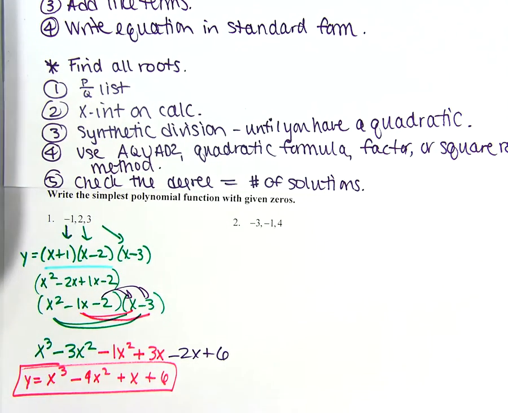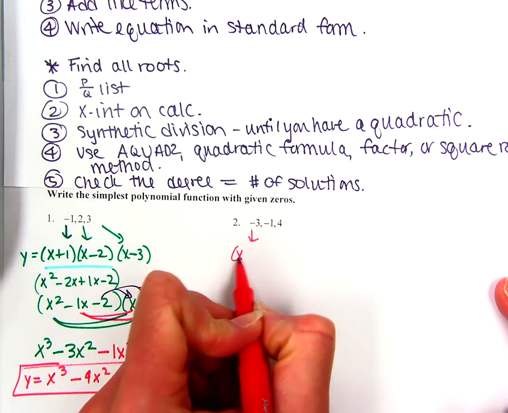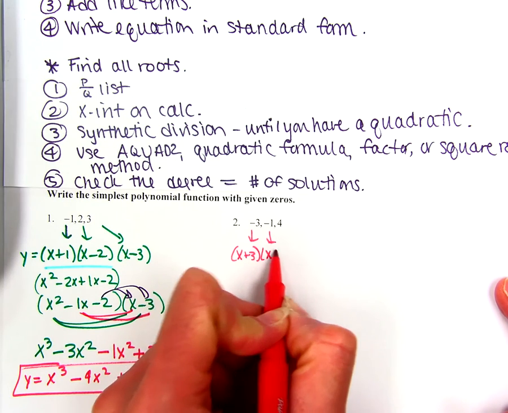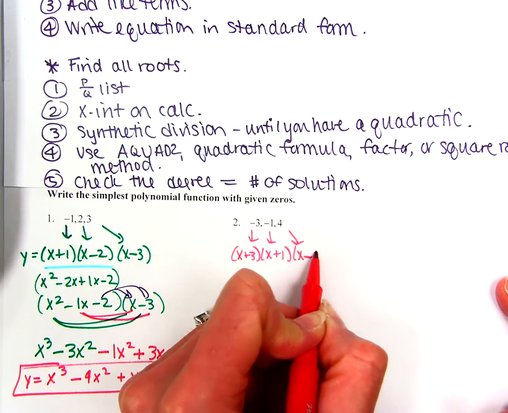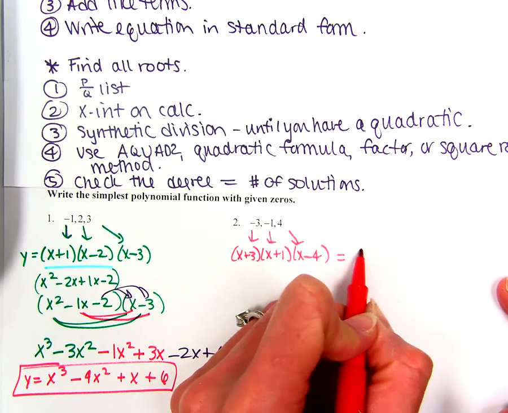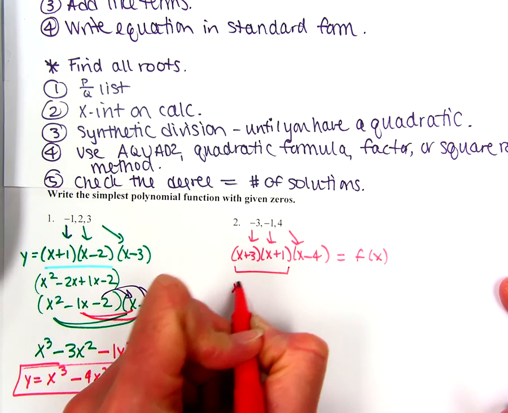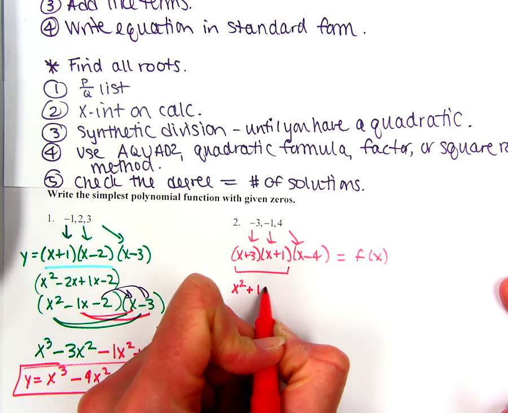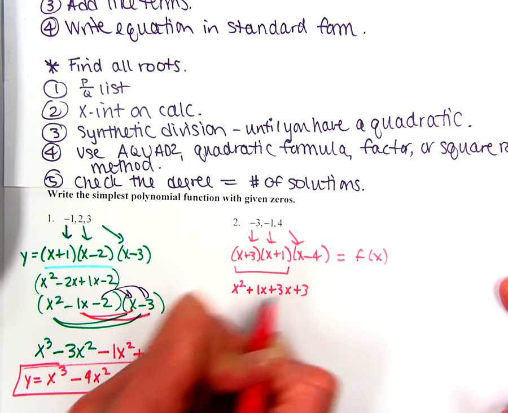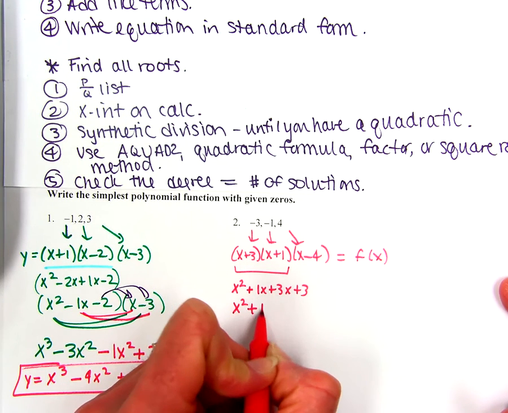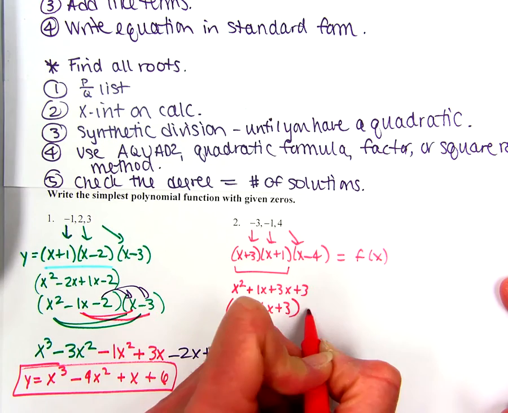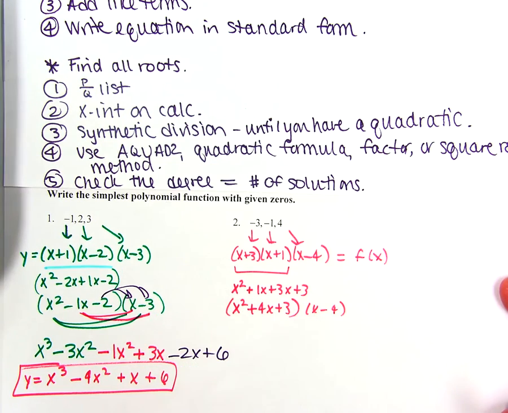Alright, so same thing for problem 2. We're going to say x plus 3, x plus 1, x minus 4. And this time I'm going to say f of x, because that's the same as y equals. Alright, so I'm going to multiply x squared plus 1x plus 3x plus 3, and that gives me x squared plus 4x plus 3. So remember, you still need to multiply it by the x minus 4.